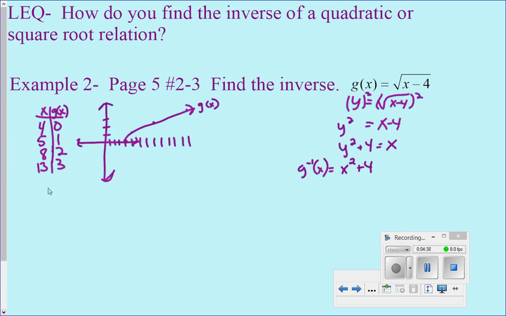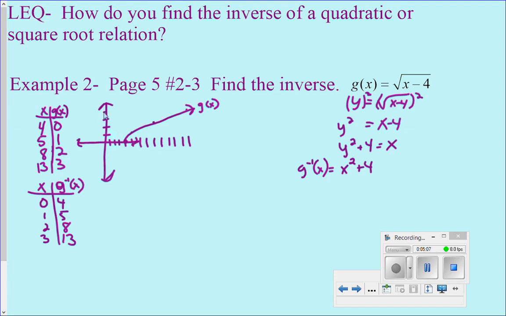Now, we also talked about last week that once we have the points of a graph, we can flip those to get the inverse points, or the points of the inverse graph, rather than using the equation. So let's do that. Let's take each one of these points and flip them, or reverse the x and the y. That gives me 0, 4, 1, 5, 2, 8, and 3, 13. And I'm going to plot those as well.